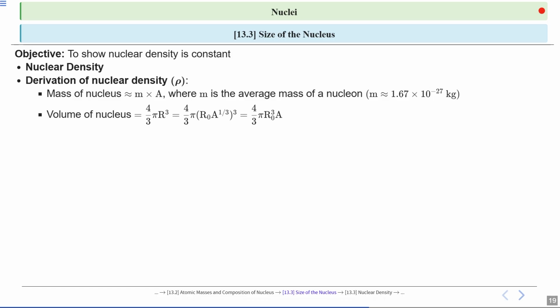Next, let's calculate the volume of the nucleus. The nucleus is roughly spherical, so its volume is 4/3 pi times the radius cube. The radius of the nucleus is given by R equal to R naught times A raised to power 1 by 3, where R naught is a constant, about 1.2 times 10 to the power minus 15 meters. When we substitute this into the volume formula, we get volume equals 4 by 3 pi times R naught A raised to power 1 by 3 whole cube. And finally we get 4 by 3 pi R naught cube A.